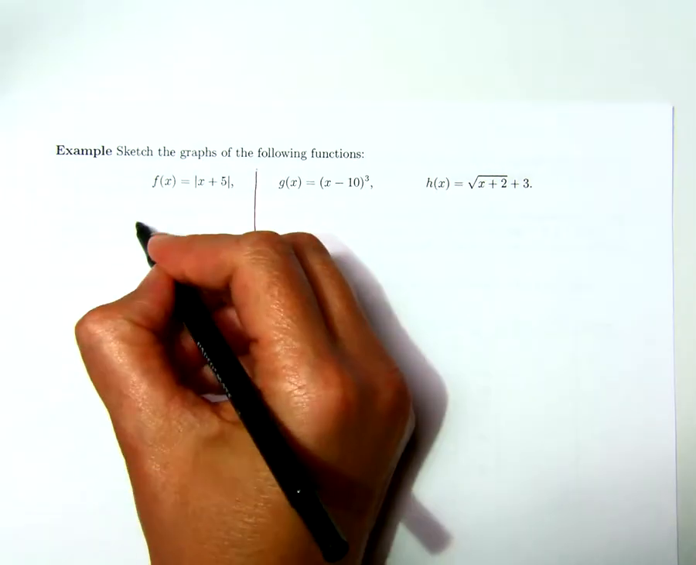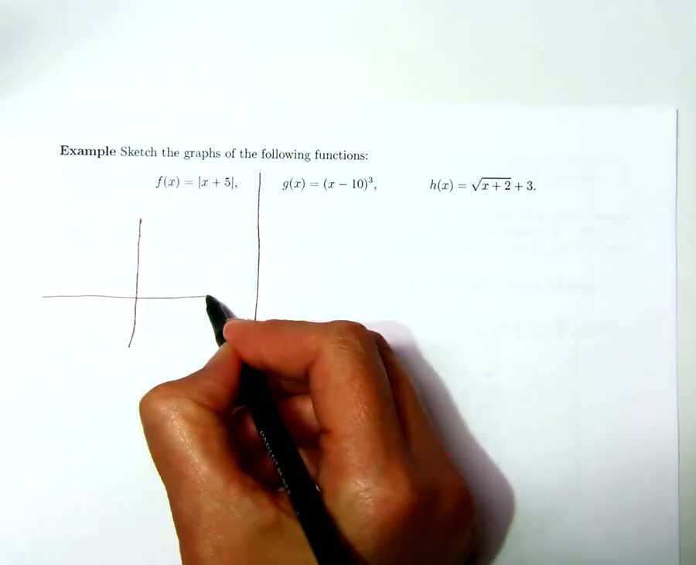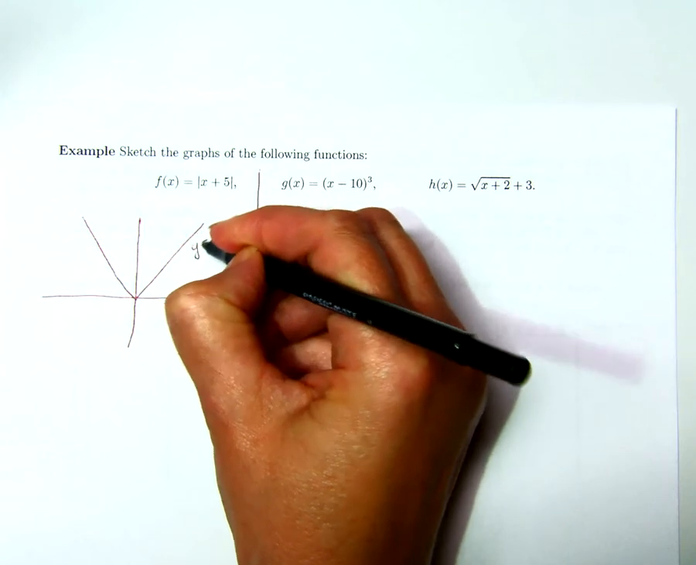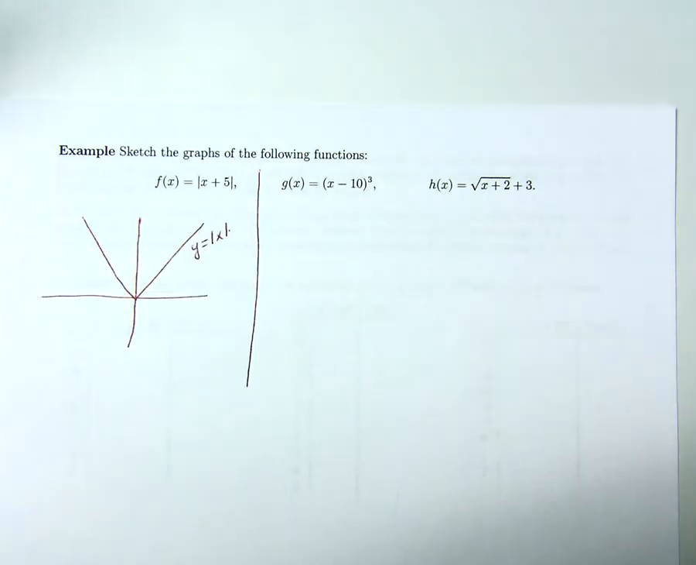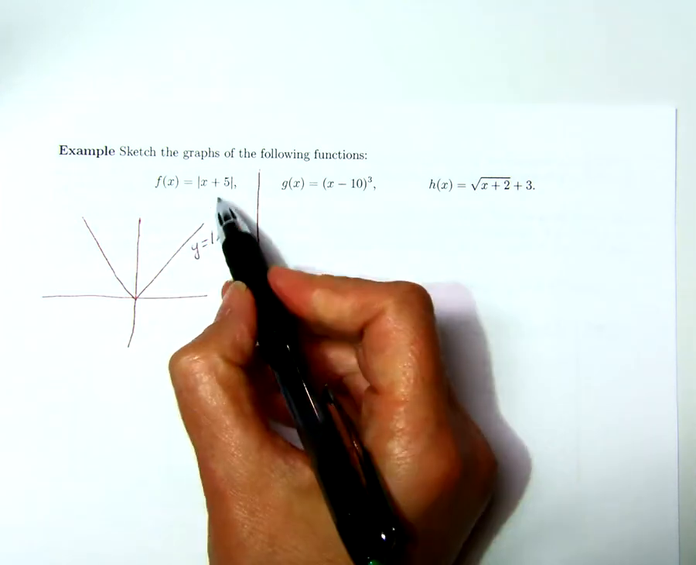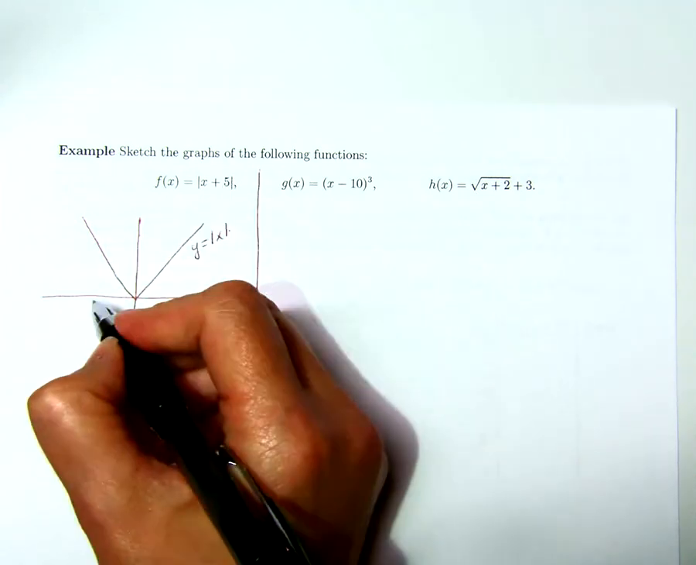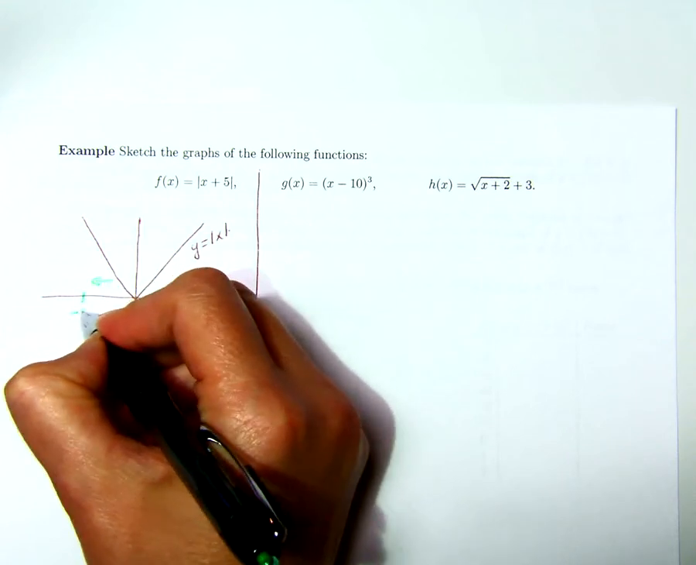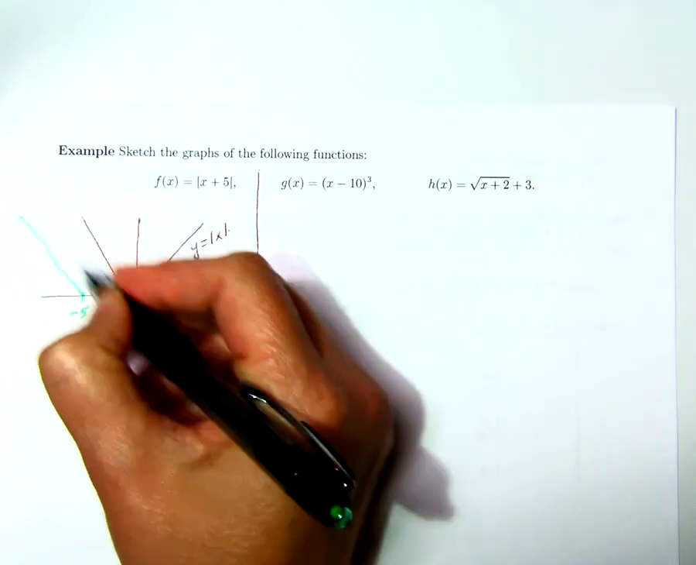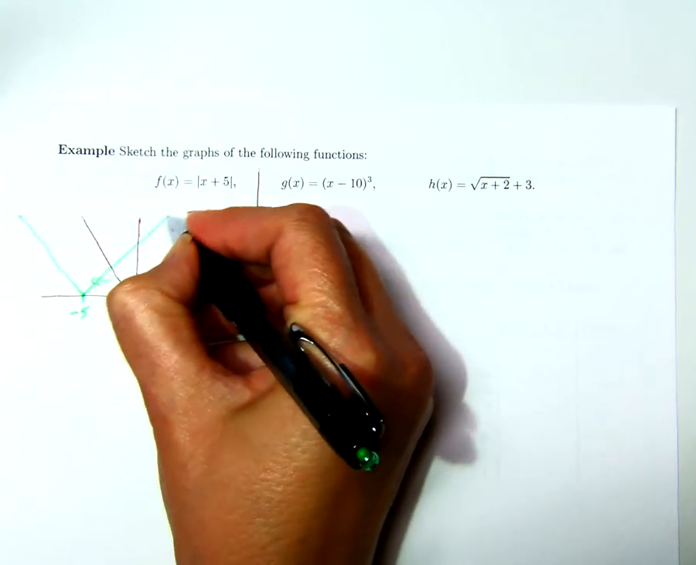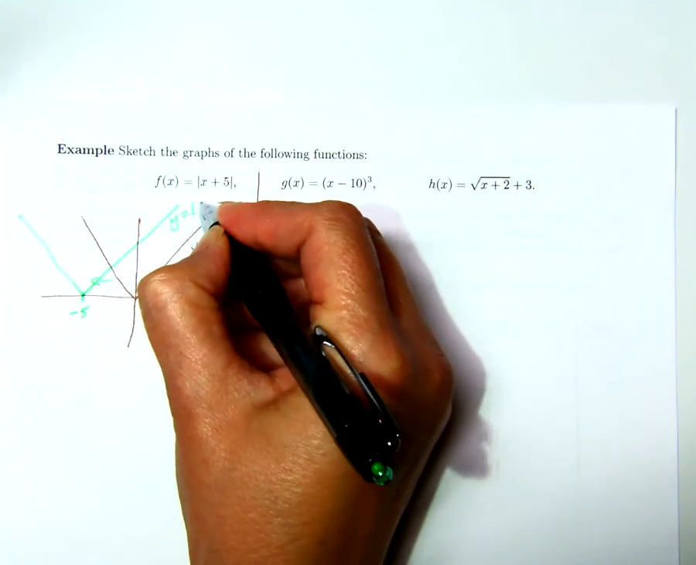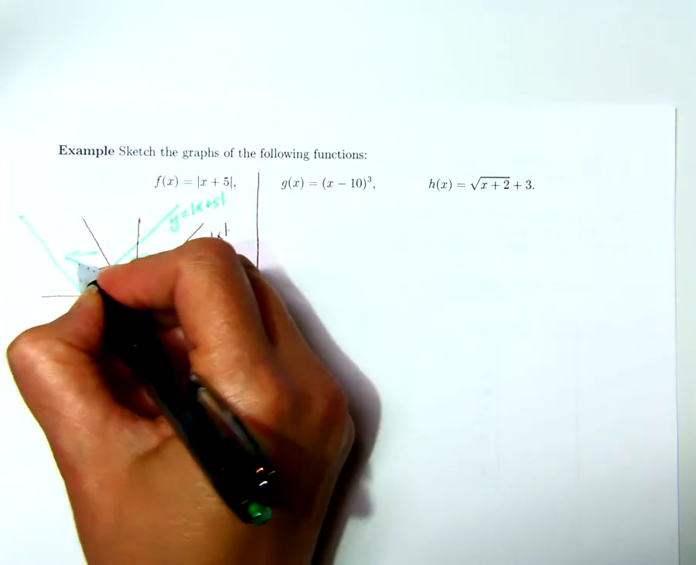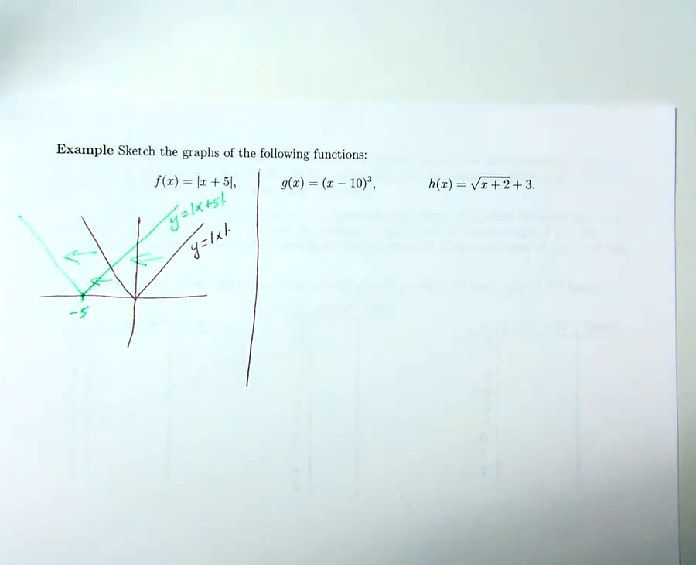So in graphing this, the first step is to sketch the graph of y equals the absolute value of x. And you should remember that from your catalog. And then, to get the graph of y equals the absolute value of x plus 5, just shift everything by 5 units to the left. And this is our graph, y equals the absolute value of x plus 5. And that gives us a sketch of what this graph looks like.